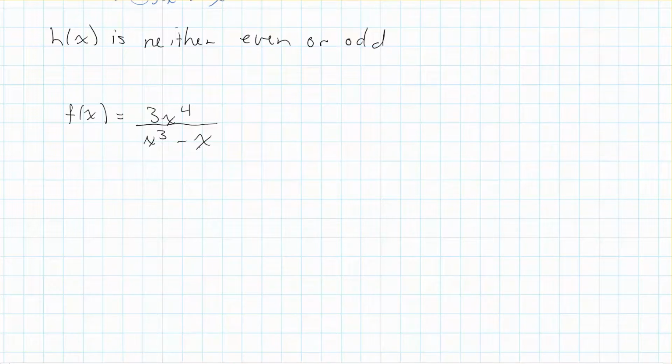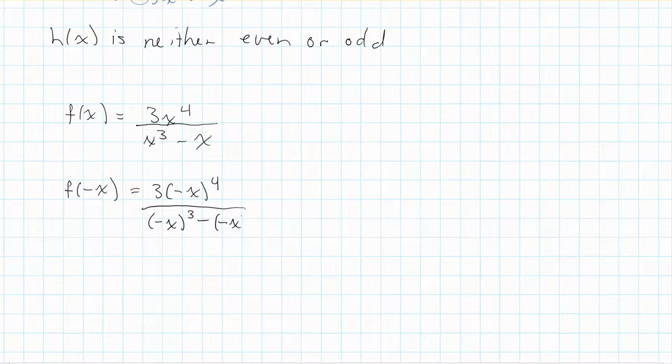Now, if you applied the whole, oh, look, there's both even and odd things here, you would say, oh, it's neither then. But that's not going to be the correct answer. Let's see what we get. So let's first evaluate f at negative x. So f at negative x is going to be 3 times negative x to the fourth power over negative x to the third power minus negative x.